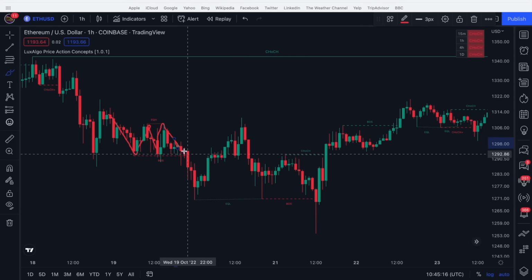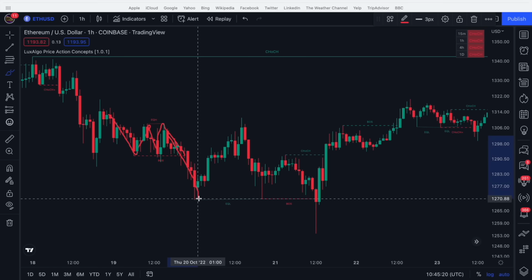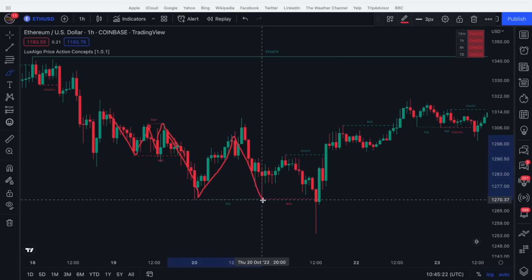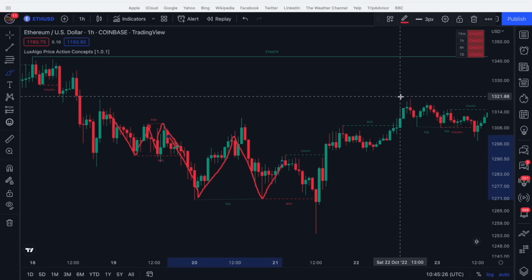And we see here an EQL, or an equal low, where the market may have double bottomed. Here we make a low, here we make a low, and it doesn't reverse straight away. We come down a little further, but then we reverse. So it's a reversal sign. So use equal highs and equal lows as reversal signs.